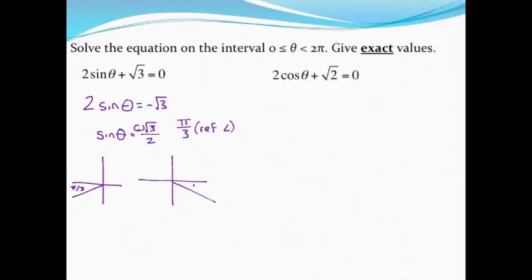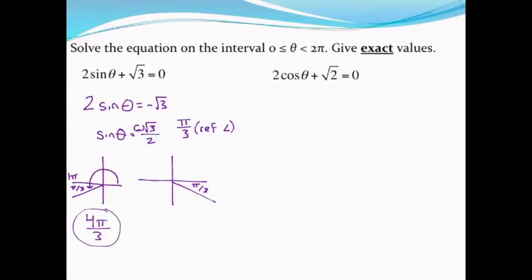That reference angle is pi over 3 between the x-axis. I need to remeasure though from the positive x-axis counterclockwise. So in this case, I've gone a little bit past 1 pi. Adding those together, 1 pi plus 1 pi over 3, gets me a final answer of 4 pi over 3. That would get me a negative sine ratio.